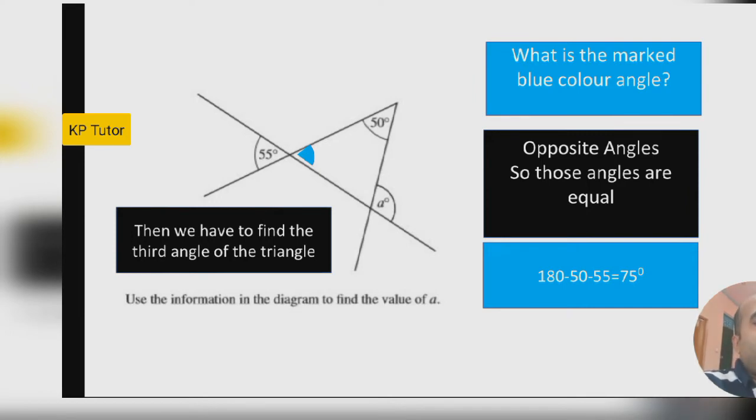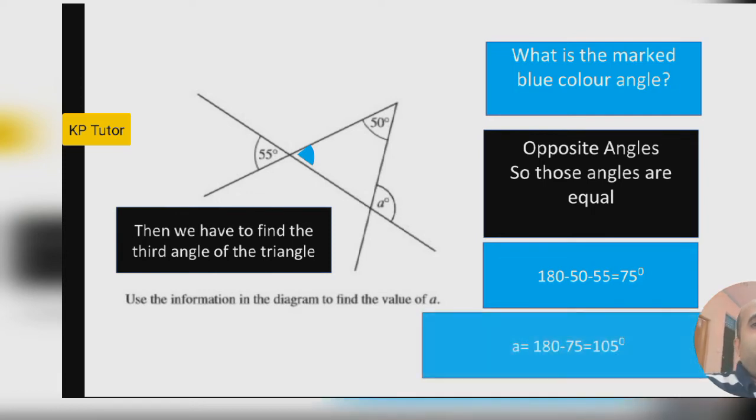Now we didn't get the final answer. How can we find the final? The angle is on a straight line. For a straight line, we know the angle sum is 180. 180 minus 75 is equal to 105.